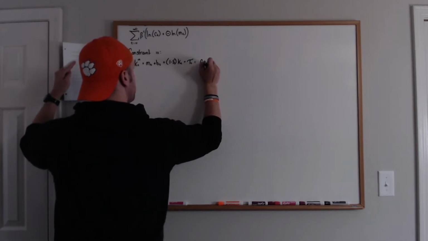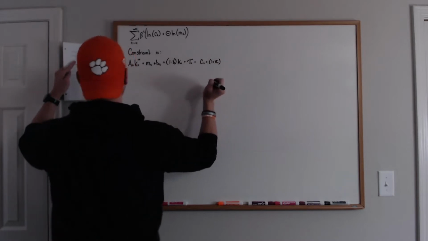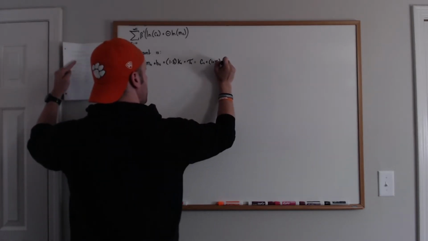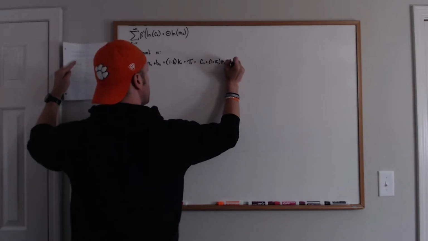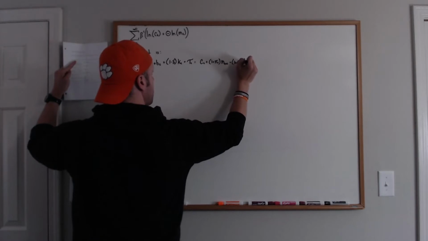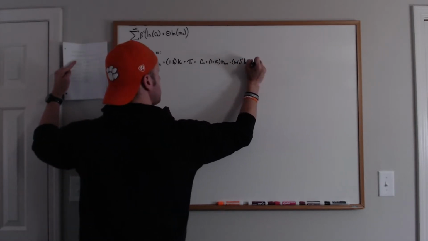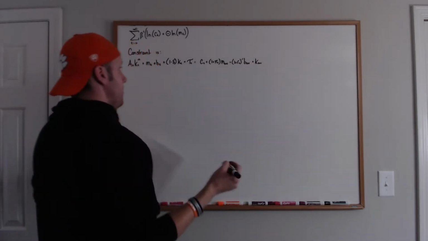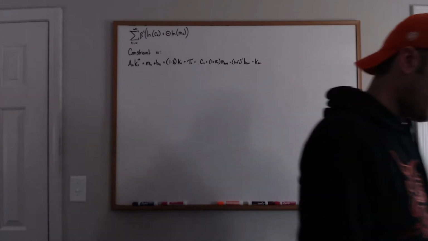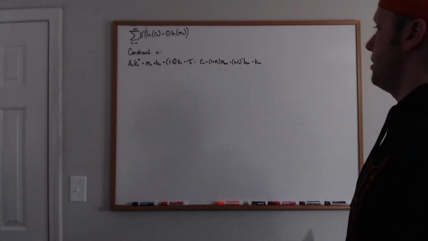We can either consume, gain more real money balances, get more bonds, or purchase more capital. Right, so in this case, the source of funds is equal to the use of funds.